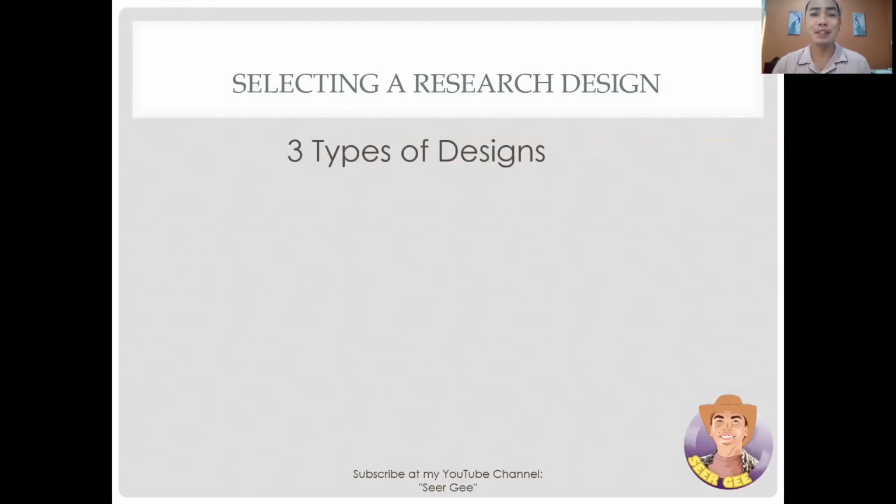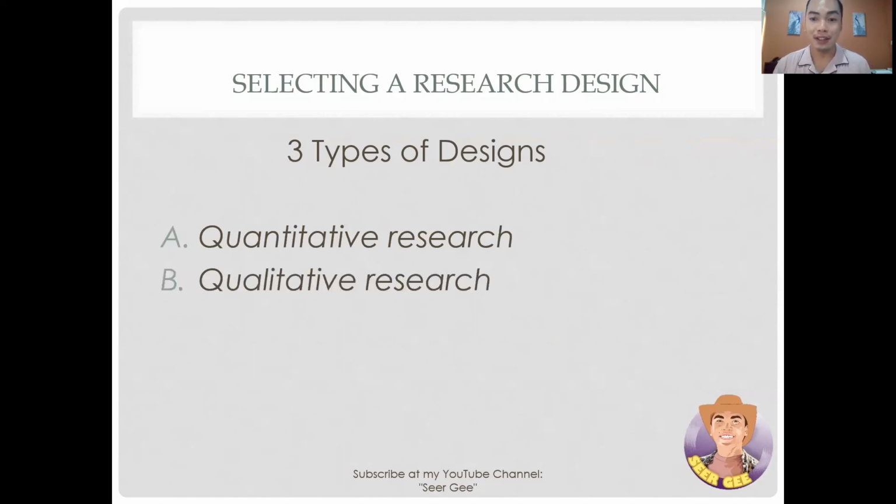There are 3 types of research design that you usually encounter in a research class. So we have first the quantitative research. We also have qualitative research design, and the last one is a combination of both, which is called mixed methods research design.